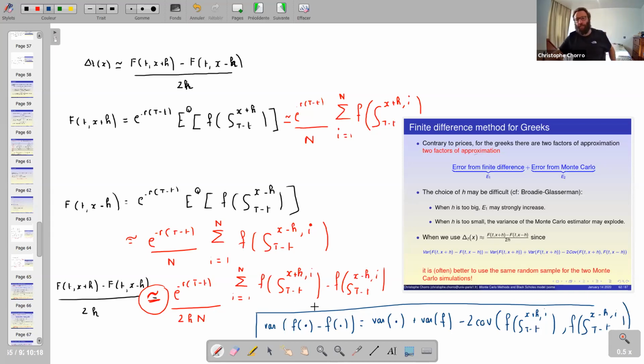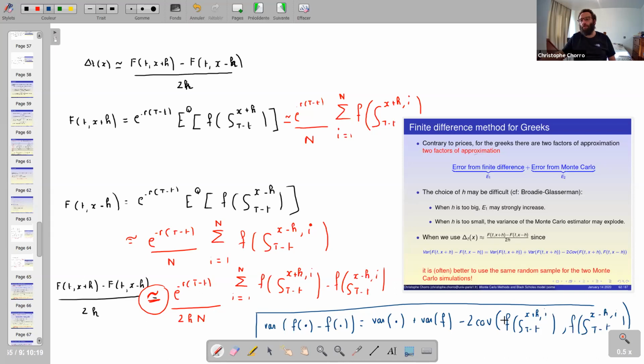So if I want to make this variance small, I need to make this term as small as possible. And the only way I can handle this quantity is playing with the covariance here. It means that if I want this variance to be small, I need this covariance to be big. The very bad situation will be the one where the covariance is 0.